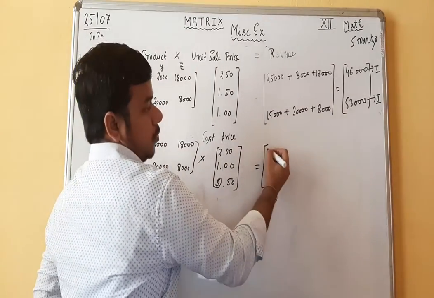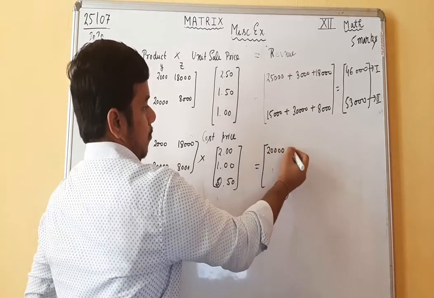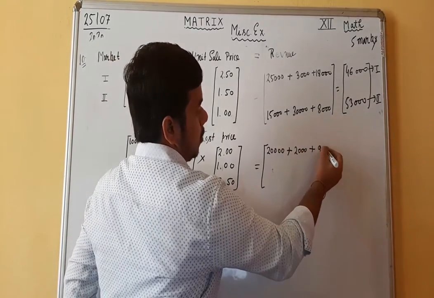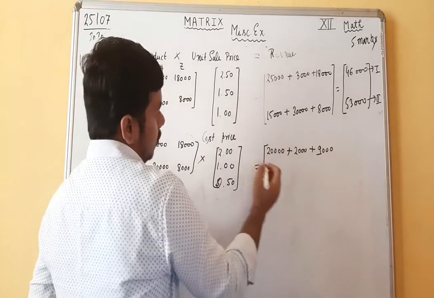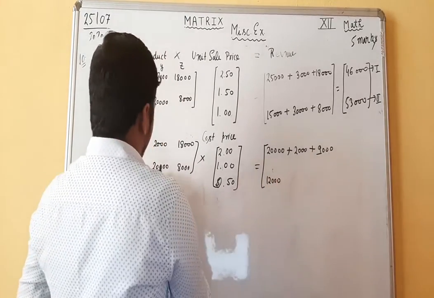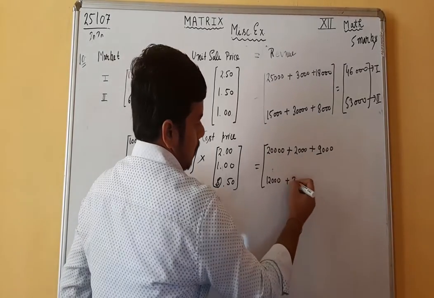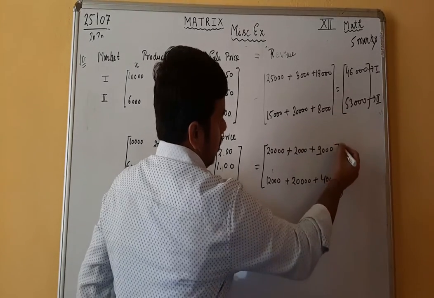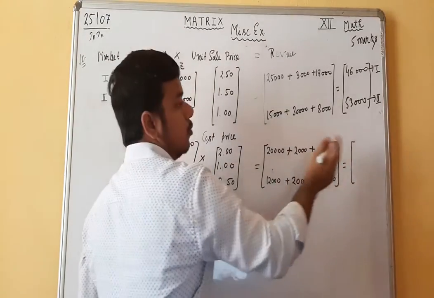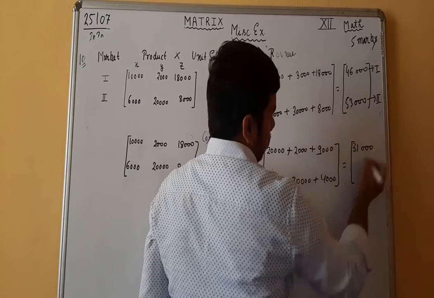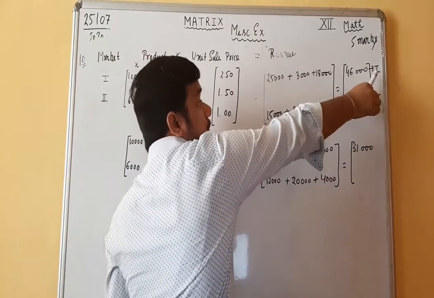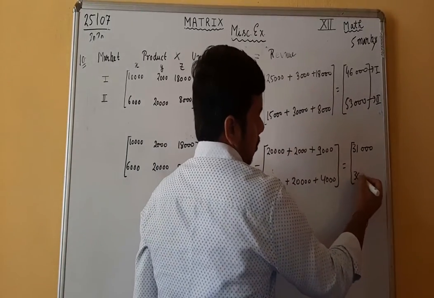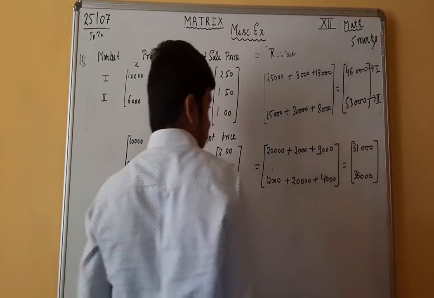10,000 into 2, 20,000, plus 2,000. 18,000 into 0.5, 9,000. 6,000 into 2, 12,000. 20,000 into 1, 20,000. 8,000 into 0.5, 4,000. Right? So it is equal to 31,000. This is the actual cost price for the first market, and this is 12, 20, 32, 36,000. This is the actual cost price for the second market.